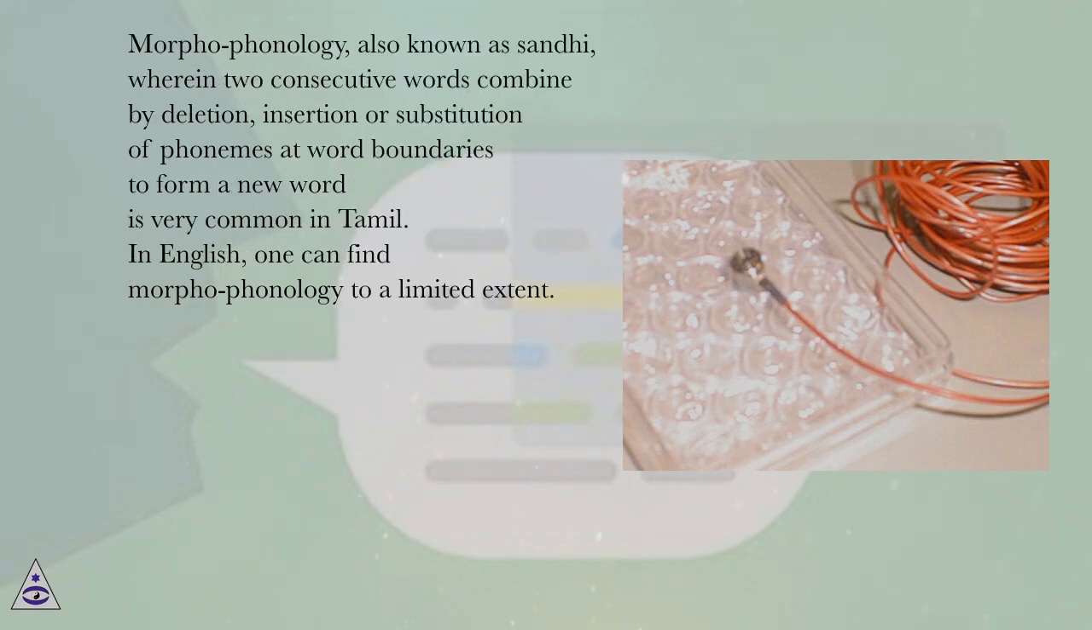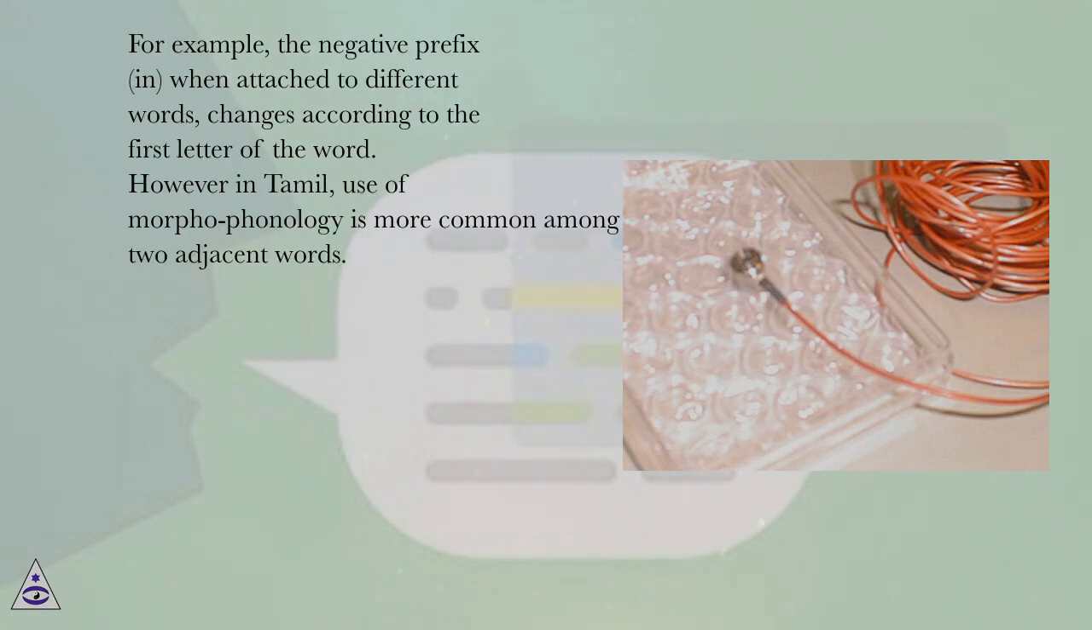Morphophonology. Morphophonology, also known as sandhi, wherein two consecutive words combine by deletion, insertion or substitution of phonemes at word boundaries to form a new word, is very common in Tamil. In English, one can find morphophonology to a limited extent. For example, the negative prefix, when attached to different words, changes according to the first letter of the word. However, in Tamil, use of morphophonology is more common among two adjacent words.